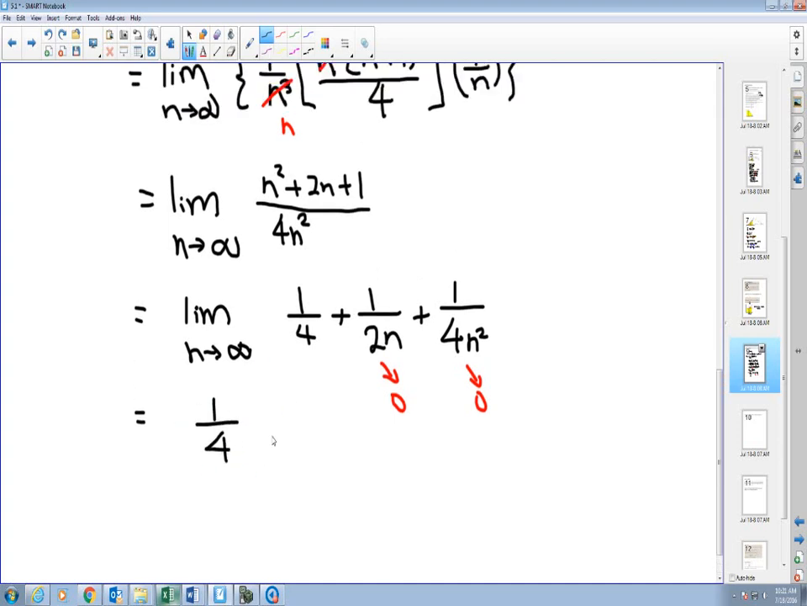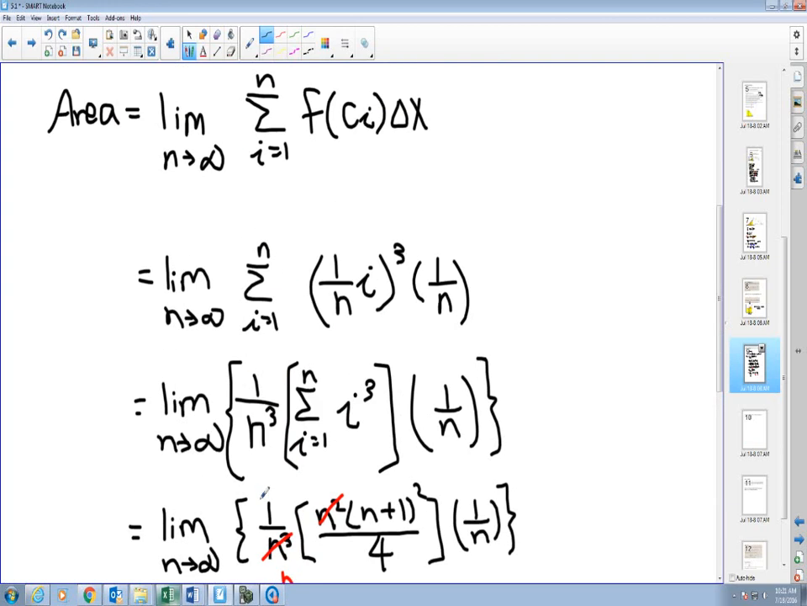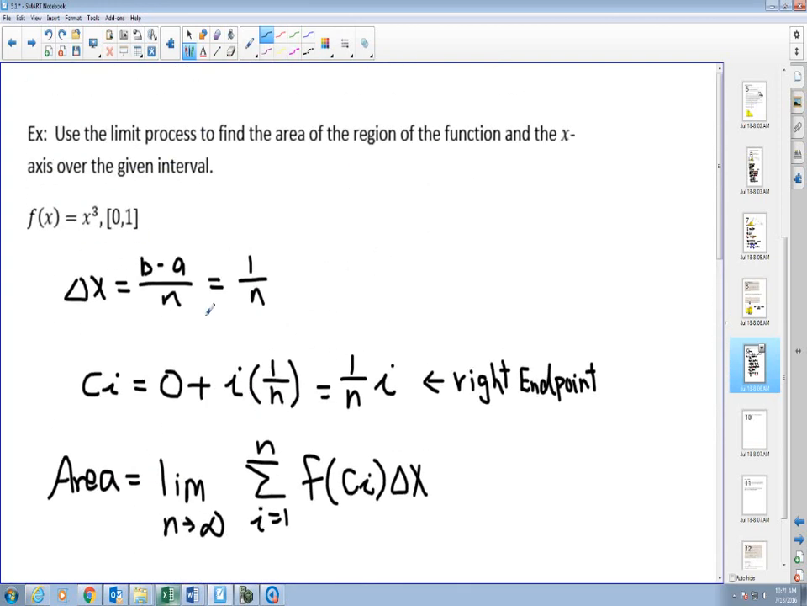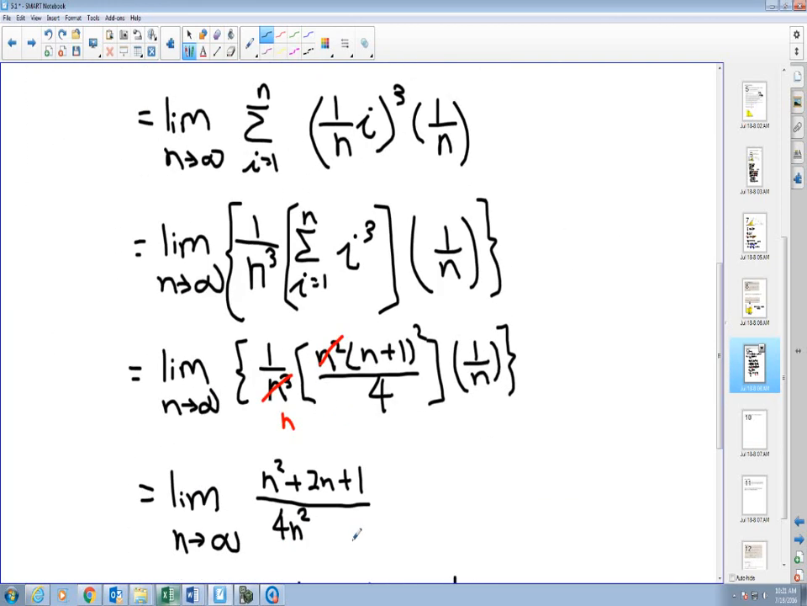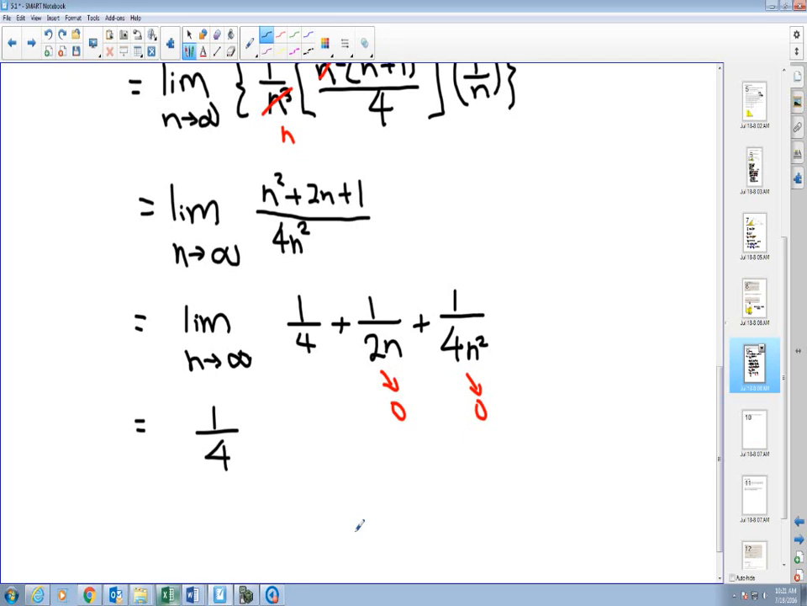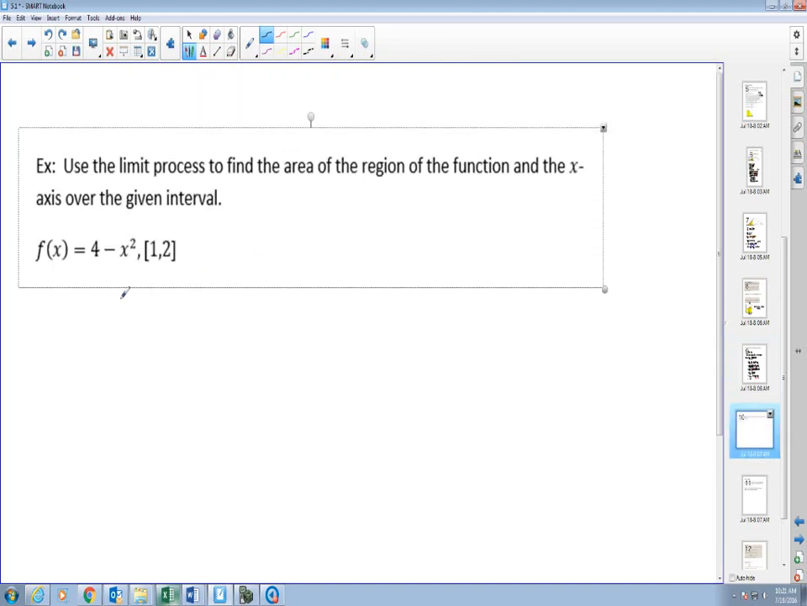Alright, so that tells me that in this interval from 0 to 1 of this function, the area is only 1/4. Let's try another one where we actually use a different interval. So far I've been starting you off with 0. Now I'm going to start you off with the beginning of the interval being 1.